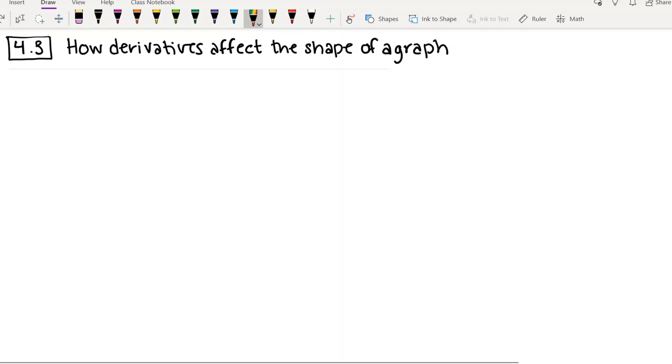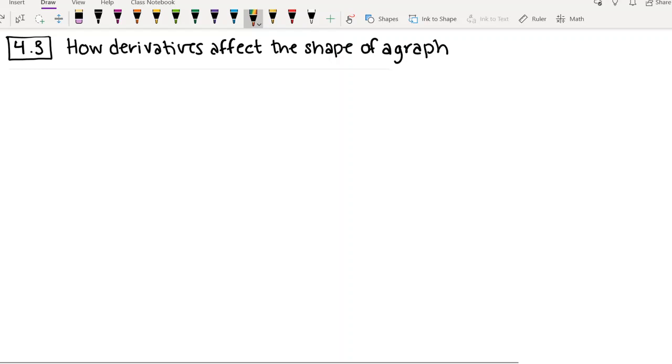Hi everyone. So today we're going to be talking about how derivatives affect the shape of a graph. A lot of what we're talking about today is going to be review. It's stuff that we talked about earlier in the quarter when we were first learning about derivatives. But then we're also going to learn some new stuff, basically talking about how the second derivative affects the shape of a graph of a function.